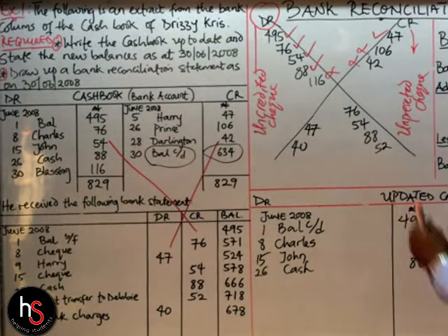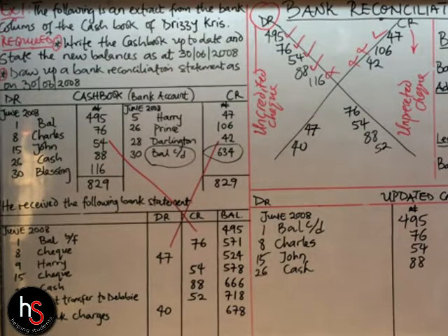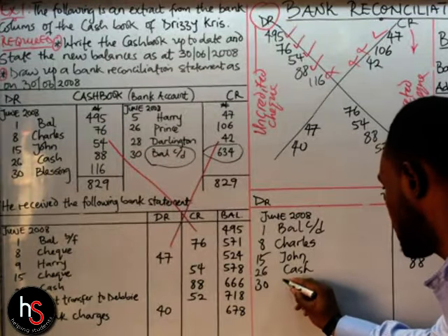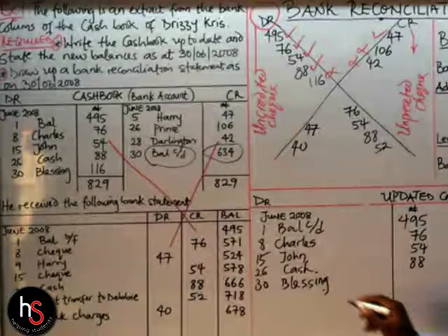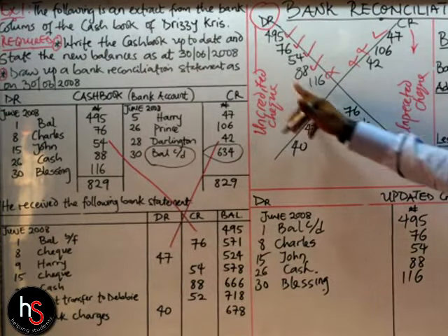Then 116. Remember, 116 did not reflect, okay? It is not on this section, but every value is going to be represented on the cash book. So 116 is for who? Blessing. On the 30th, we have Blessing. 116. Okay? Now, we are done with this place.